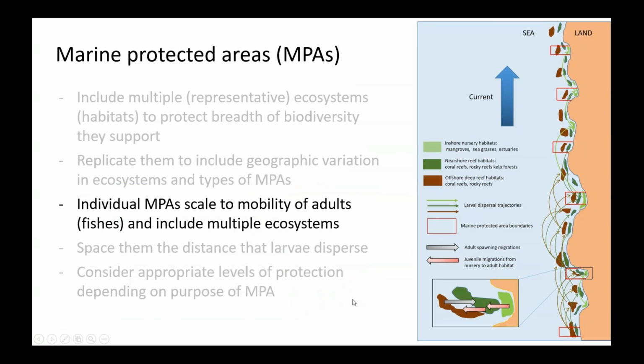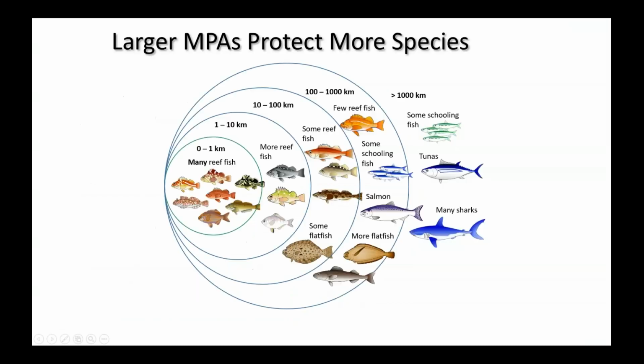So that kind of helps to identify what you capture in a network of protected areas. One question is, how big do you make each of these protected areas? And the answer is that they have to scale to the movement distance, the home range of the adult species. So it's the fishes that tend to move the most.